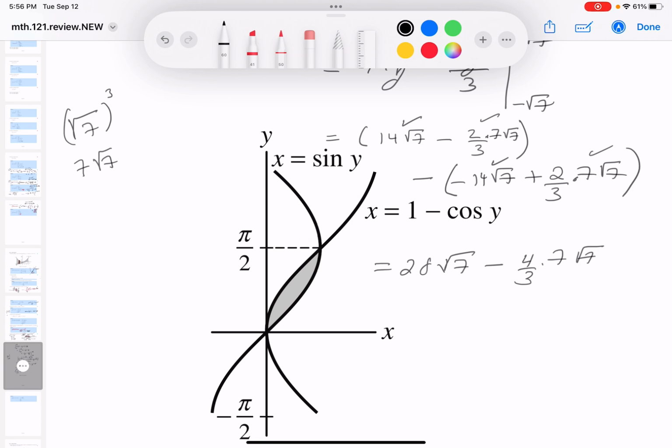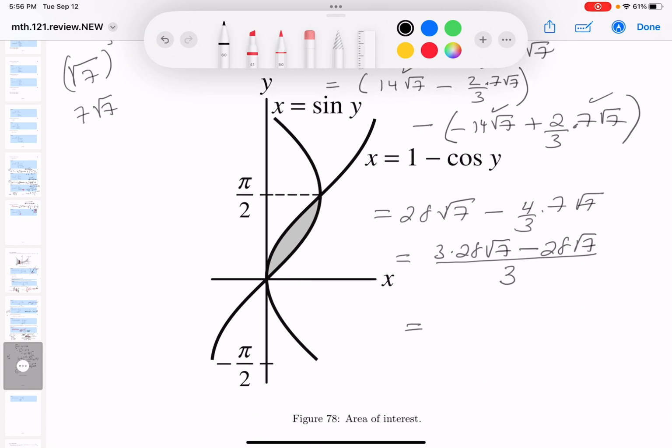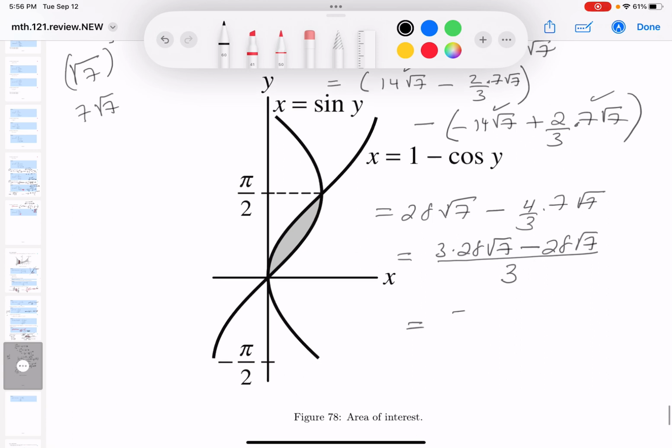All right? So what am I going to do here? I guess one thing I could do is get a common denominator of 3. And what do you get there? Well, you get 3 times 28 root 7s minus, well, 4 times 7 is just 28 root 7s. So what do you get? You get 2 times 28, which is going to be 56 root 7 over 3.